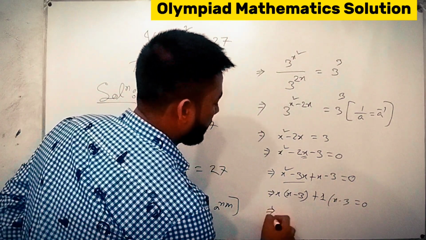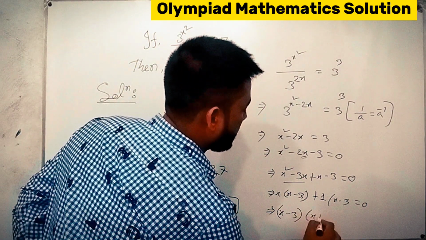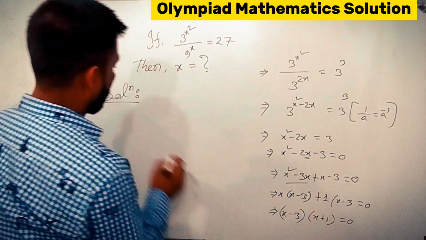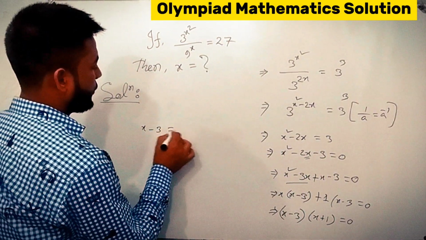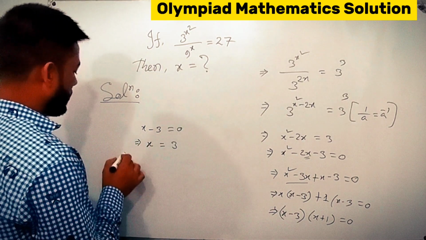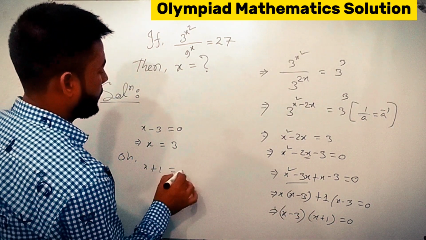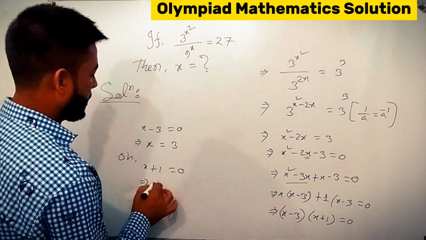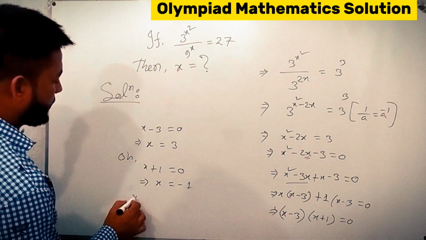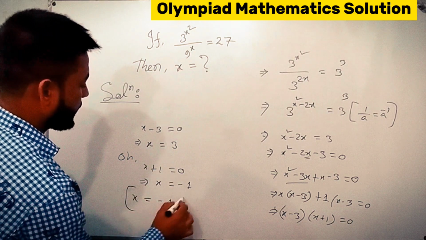Then the next line we may write: (x minus 3) times (x plus 1) equals 0. Then we can write x minus 3 equals 0, or x equals 3, or the other term, x plus 1 equals 0, or x equals minus 1. The value of x is x equals minus 1 and 3. This is the result.